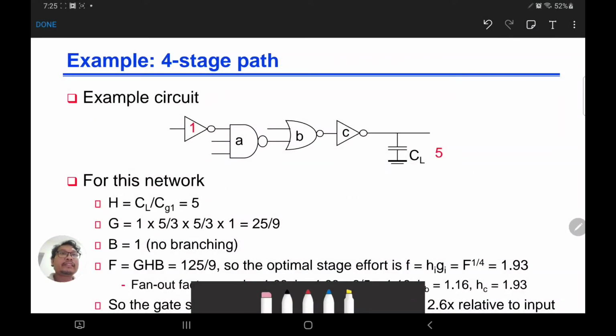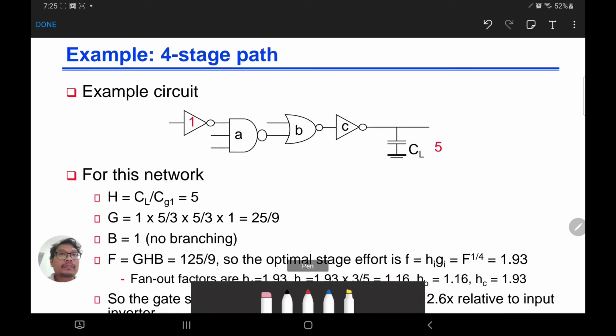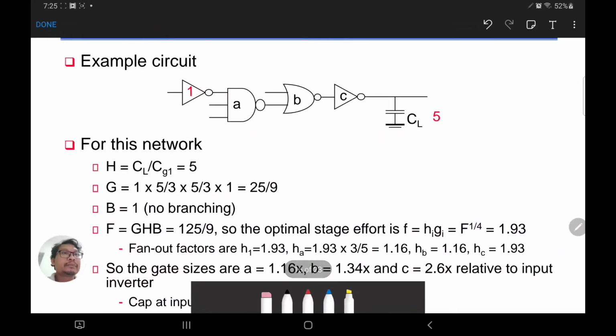Let's look at another example. We have a quite small and simple circuit here. It's a four-stage logic: inverter, NAND gate, NOR gate, inverter. For this network, we want to find the best optimum size for gates A, B, and C.